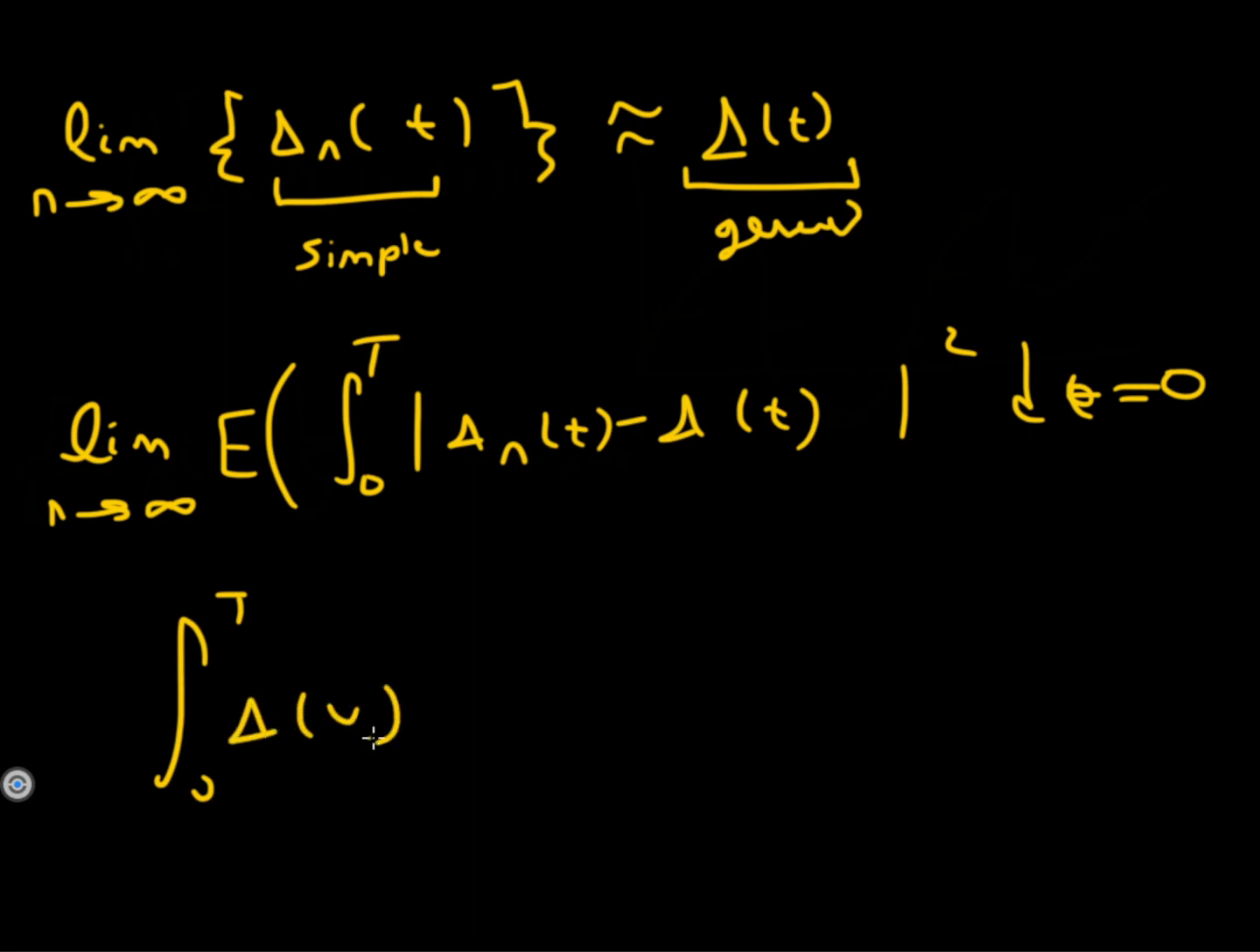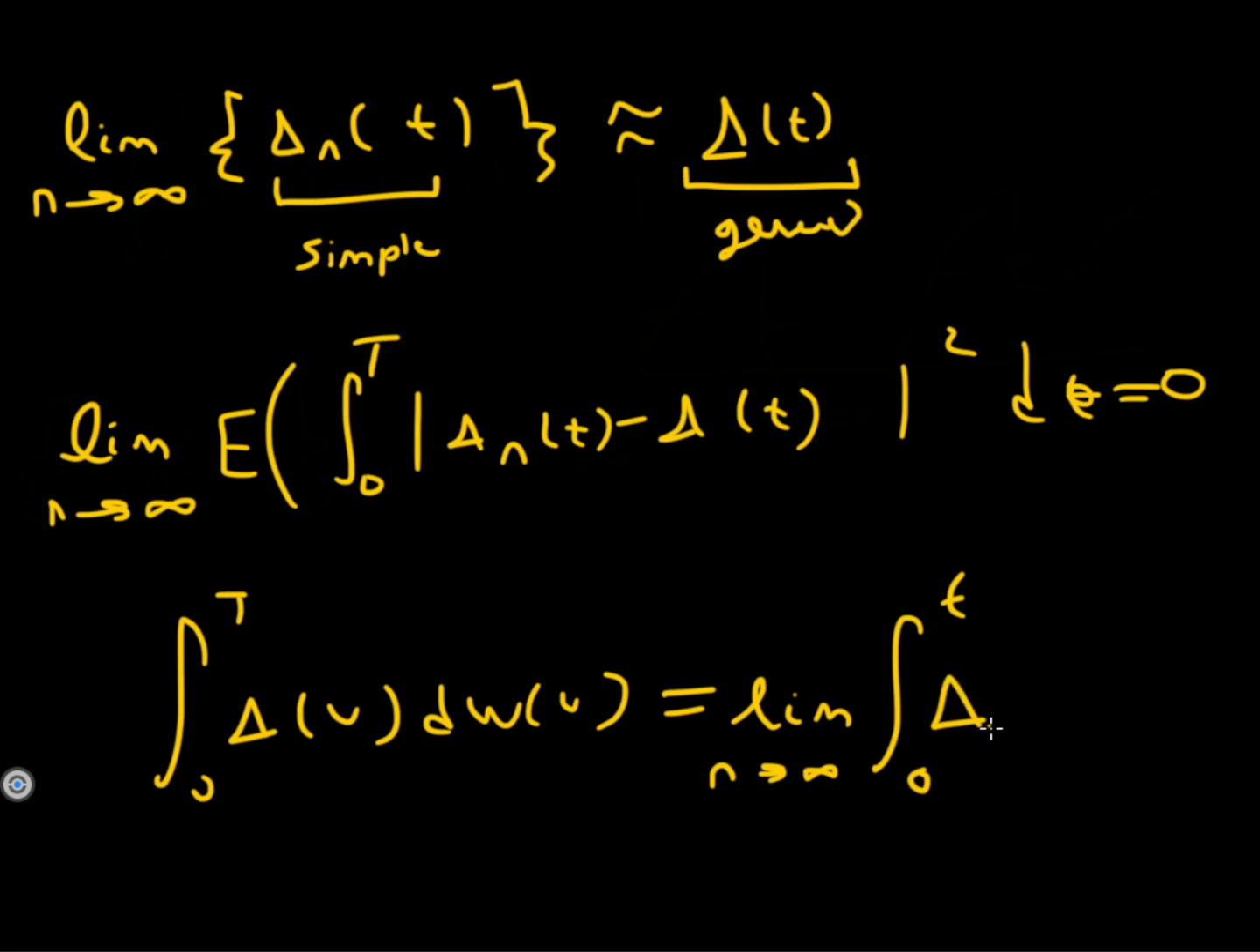Say we have our general process over here. This is going to be equal to an Ito integral of simple processes in which the n tends to infinity for that simple process. In fact, we've got to say u. Alright, so yeah.